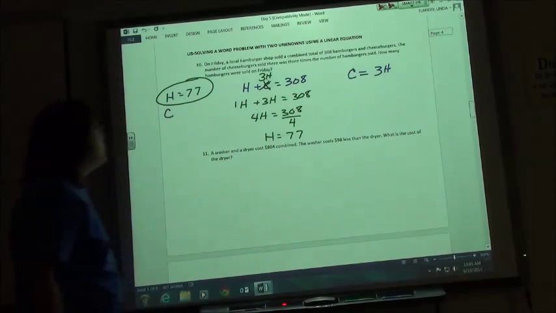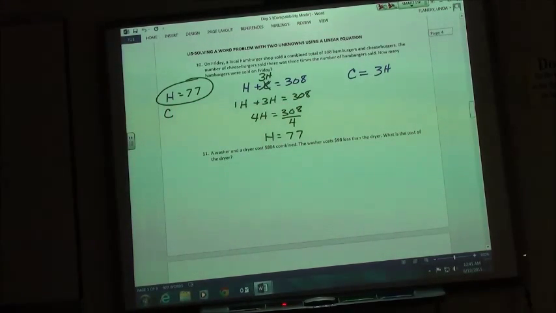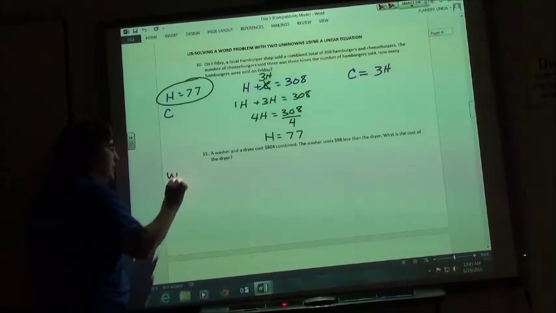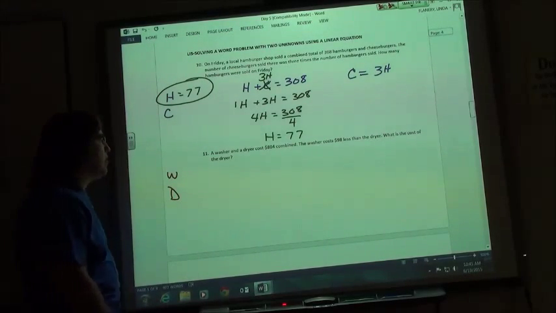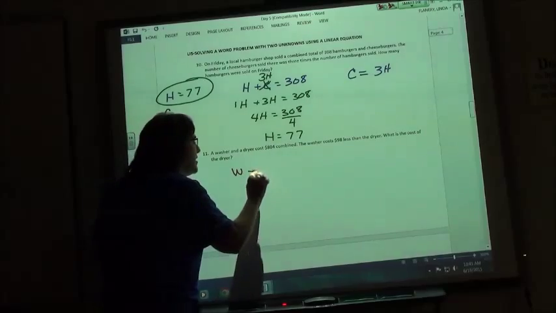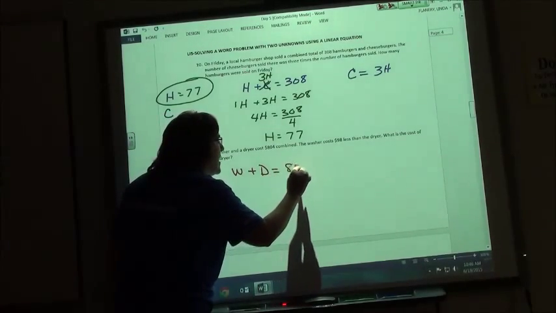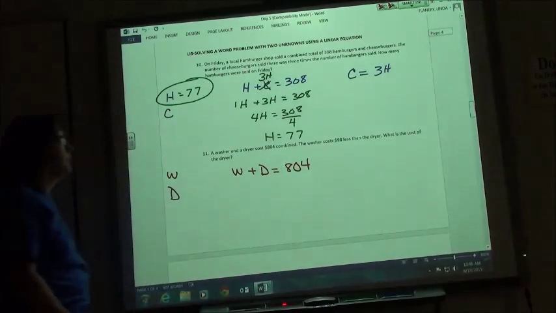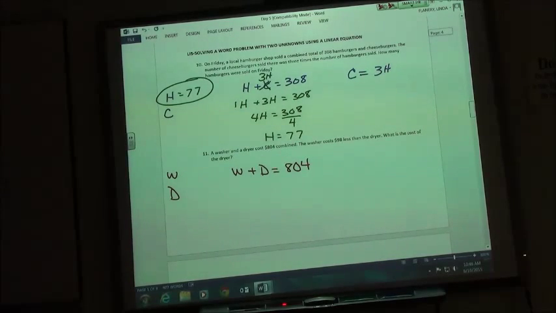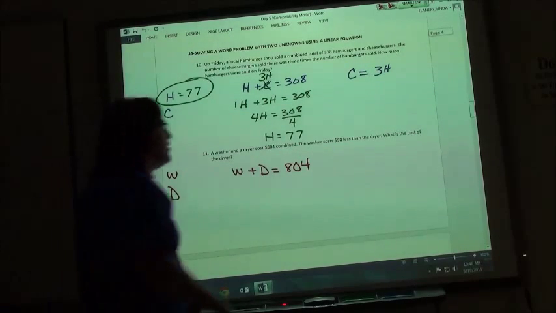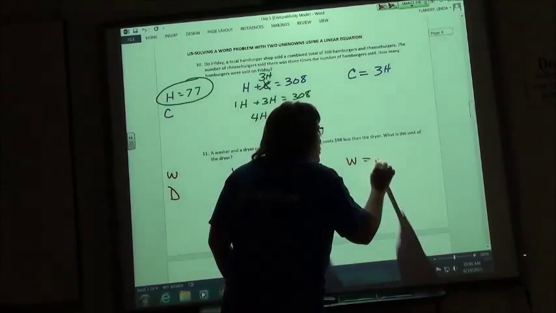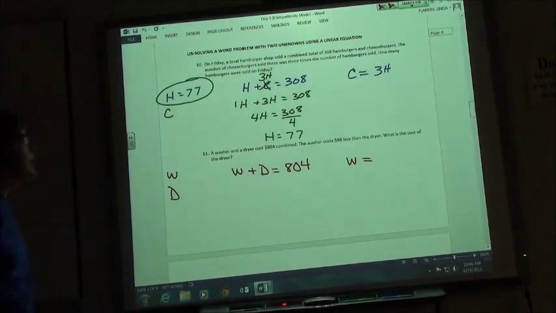Number 11, a washer and a dryer cost $804 combined. Again, I'm going to use W for the washer, D for the dryer. So my washer's price plus my dryer's price was $804 altogether. The washer was mentioned first. So the washer costs $98 less than the dryer.